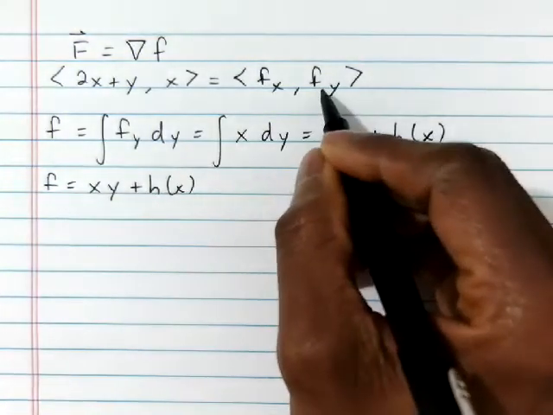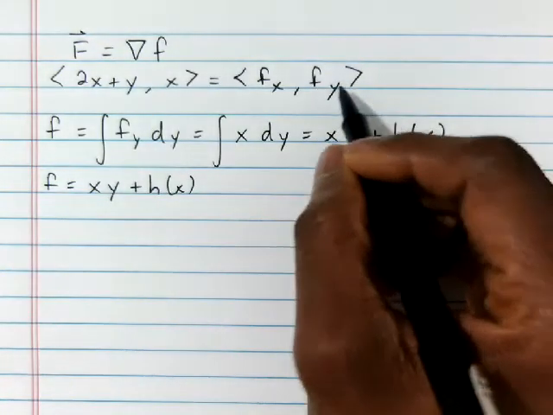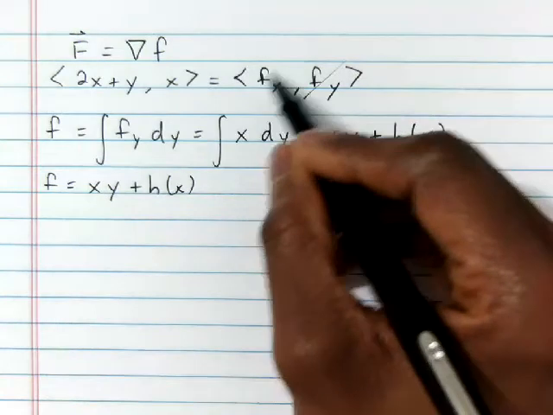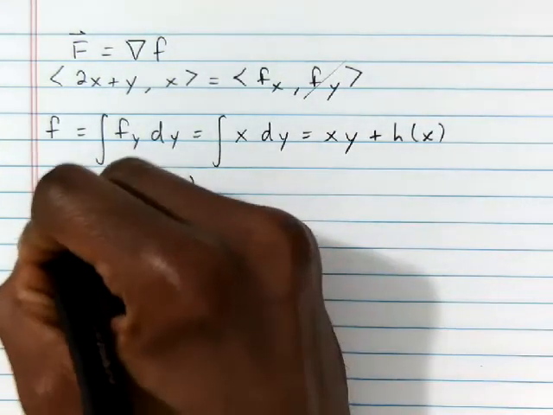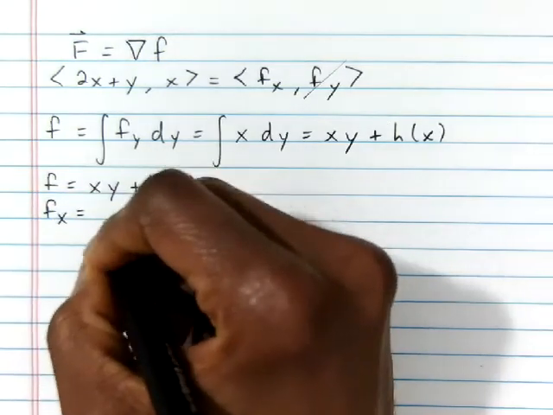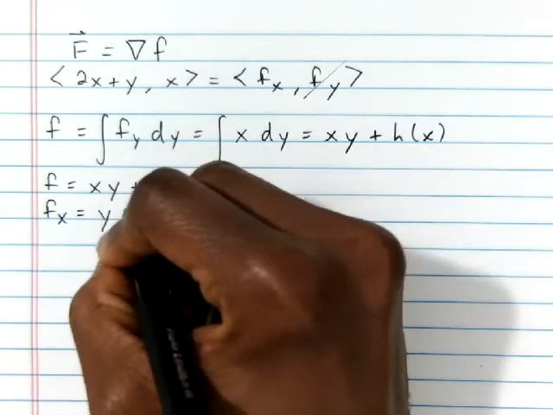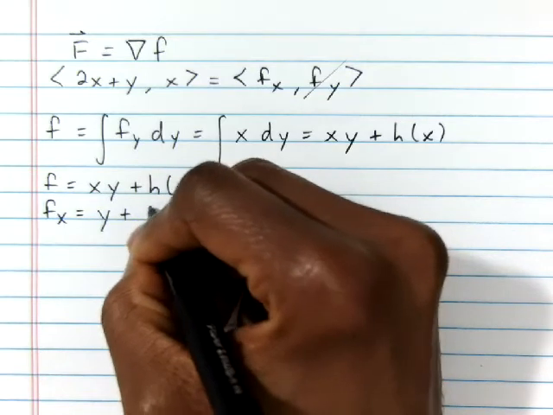And we've already used the information from f sub y. So now what I'm going to have to do is use the information from f sub x. So I'm going to take the partial of this with respect to x. I'm going to get y plus h prime of x.